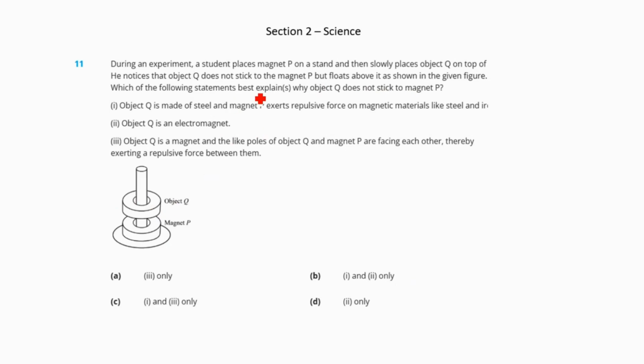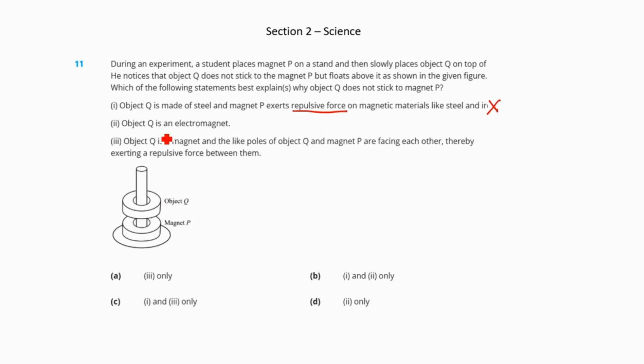Which of the following statements best explains why object Q does not stick to the magnet P? First option says object Q is made up of steel and magnet P exerts repulsive force on the magnetic material like steel and iron. So steel and iron, these are magnetic material. So if P is a magnet, there should not be any repulsive force, there should be attractive force. So the first statement is completely wrong.